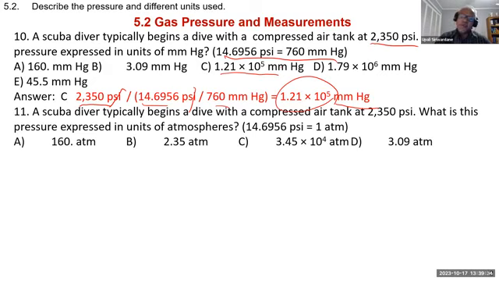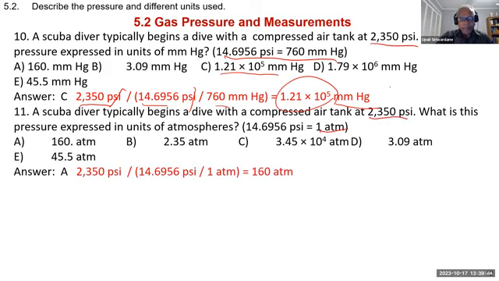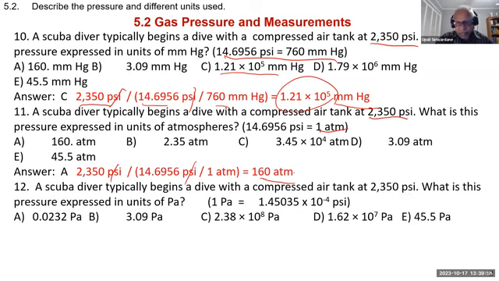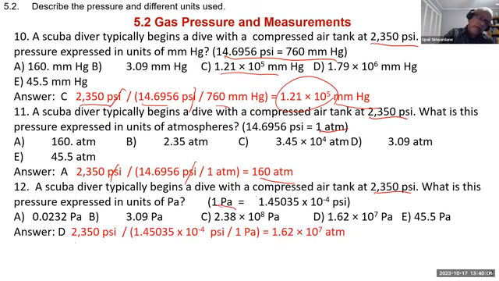Now we have different questions. Now psi converted to ATM. Just like the previous problem, you line up the psi, cancel the psi, get the 160 ATM, answer is A. There's another problem. How you convert 250 psi to Pascal? So again, you line up psi here to cancel out psi and end up with Pascal. 1.62. Answer is D.